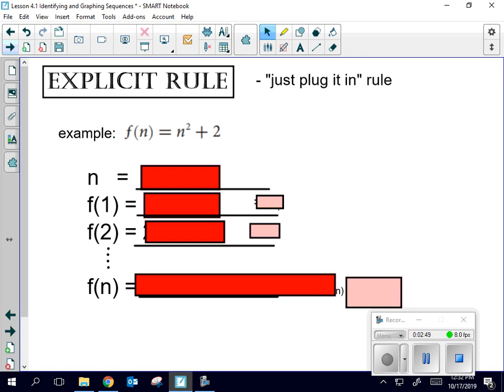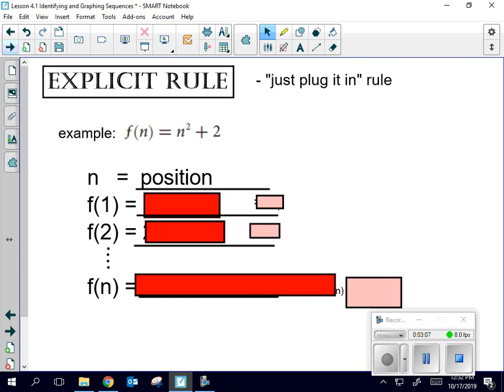All right, this is on your note-taking guide. The first part of it says we have the explicit rule, f of n equals n squared plus 2. We want to know exactly what does n mean. Well, we learned that on the last page. N stands for the position.